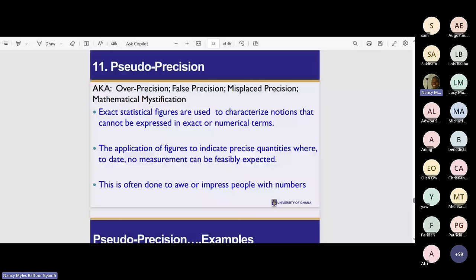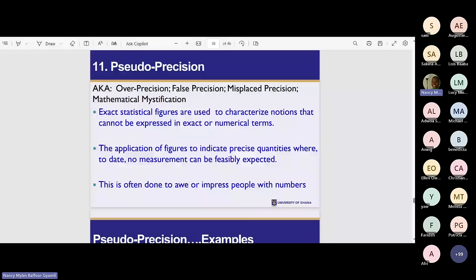Look at the second way of saying the same thing, pseudo precision. You apply figures to indicate precise quantities where up till today, no measurement can even be done. You can't even measure it. Yet you have measured and you have a certain figure that you are presenting, based on which the IMF should come and give us funding or investment. It can't work. It is pseudo precision. And I think that one is clear now.